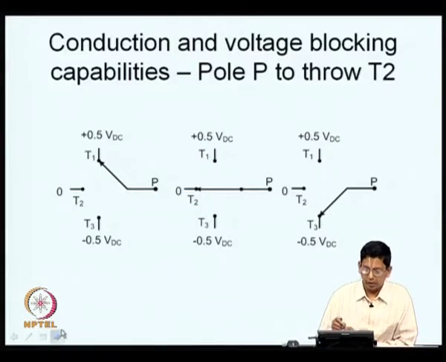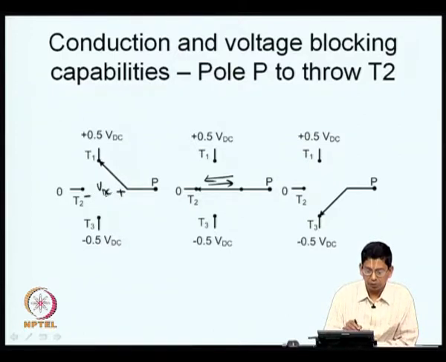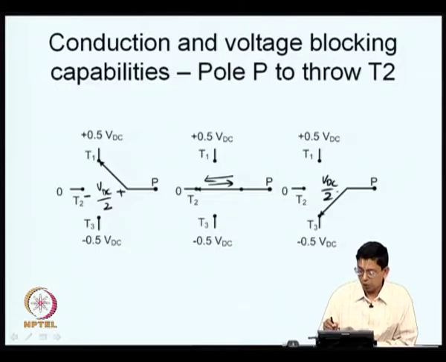So, if you take the pole P to the middle throw, then what you have is slightly interesting. Again, when it is on, it has to conduct in either direction because the load current could be in either direction. When it is off and when P and T1 are connected, P is positive and this throw is negative, and the potential coming between the two is VDC by 2. When pole P is connected to throw T3, once again the devices between P and T2 are in the off condition now. But the potential is the same VDC by 2, but if you look at the polarity, it is now the opposite of what it was.